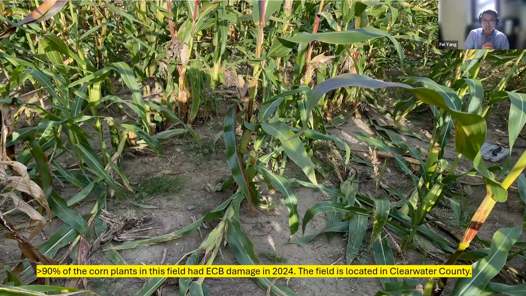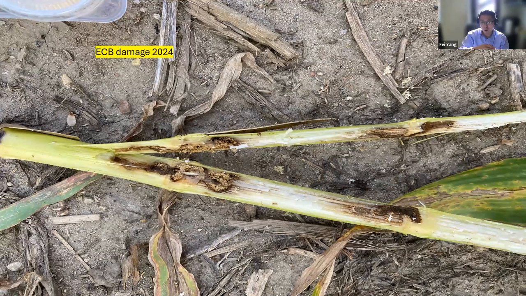The grower thought it was corn rootworm damage. When we visited, all these were above-ground symptoms. We checked the damage, and we found that these are the typical damage by European corn borer. So we split the corn and collected lots of insects from the field.